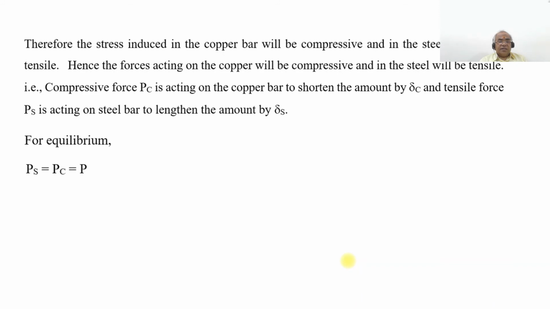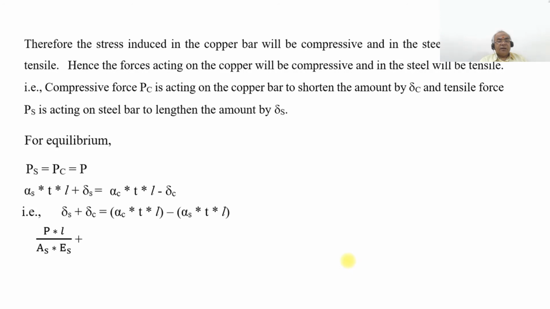So for equilibrium, what is the condition? The equilibrium is PS will be equal to PC, which is equal to P. So what is the steel elongation? It is the free expansion of steel, alpha S into T into L, plus delta S, which will be equal to alpha C into T into L minus delta C. So you transfer the delta S and delta C to one side and alpha T L to the other side. So delta S plus delta C will be equal to alpha C into T into L minus alpha S into T into L. Take out the common factor T into L, that is T L into alpha C minus alpha S.